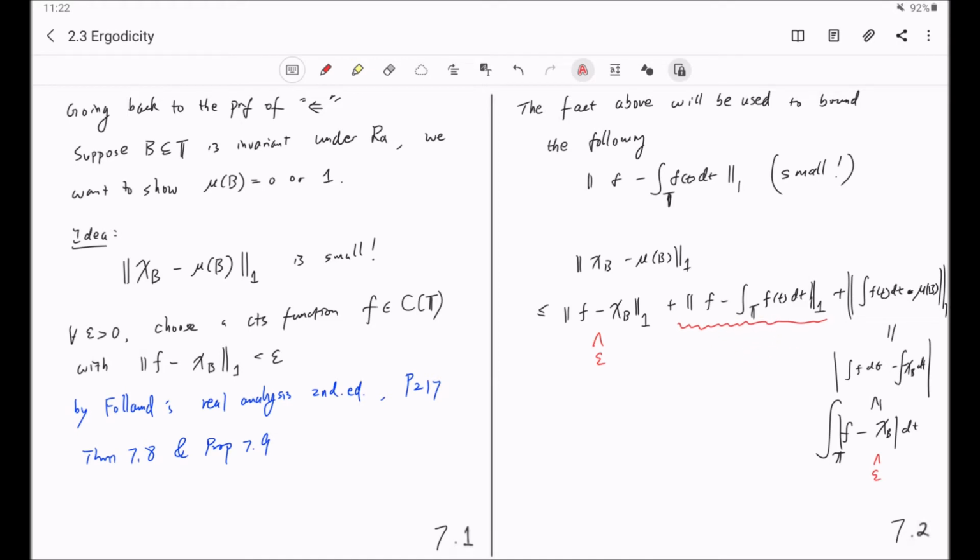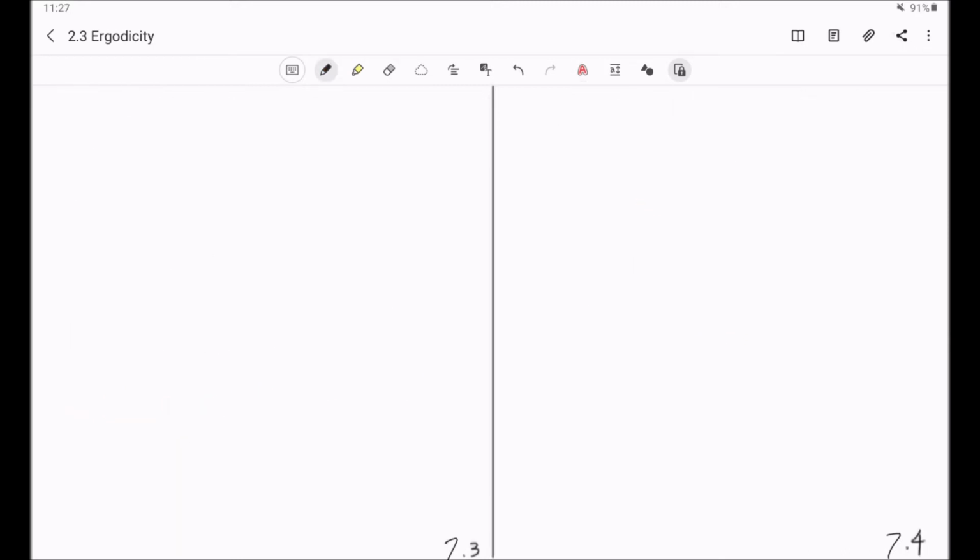But this will be somewhat tricky, and we need to use the fact above. The middle term, which is the L1 norm of the difference between f and its average over t, can be written explicitly as a big integral of the absolute value of f minus its average. This should be dx, and the variable here should be x. And this big integral is still over t.